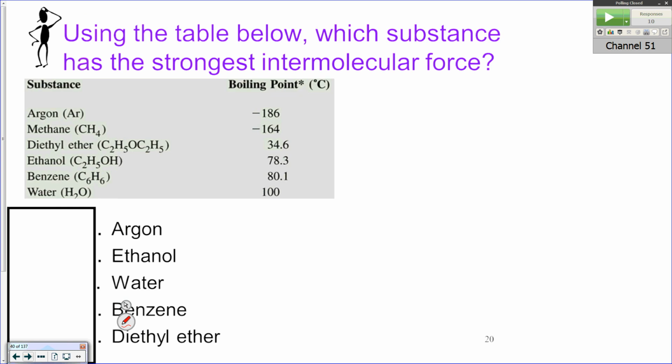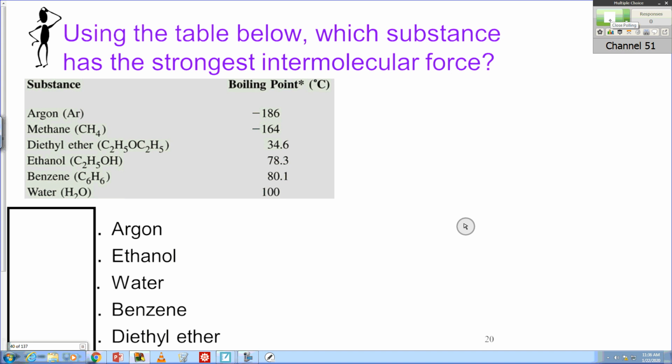So based on what I just told you on the previous slide, answer this question. Using the table that gives you boiling points, which one of these substances would have the strongest intermolecular force?